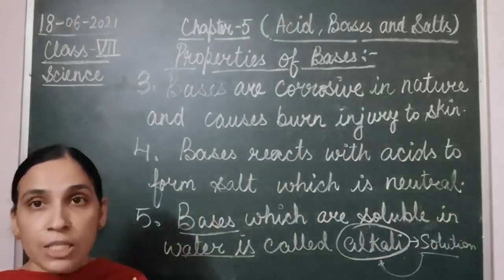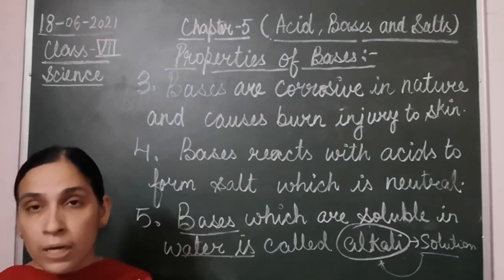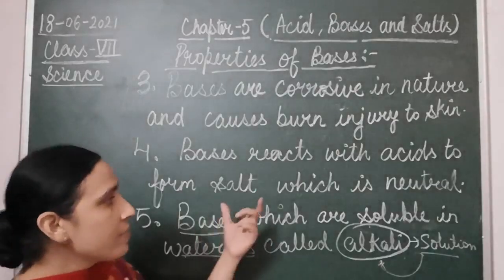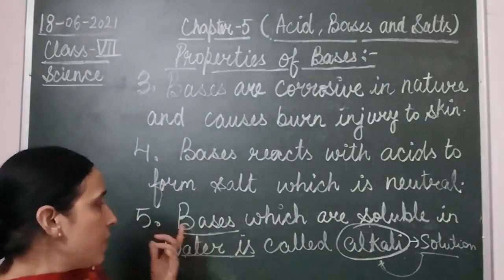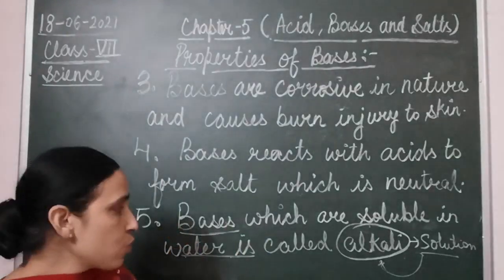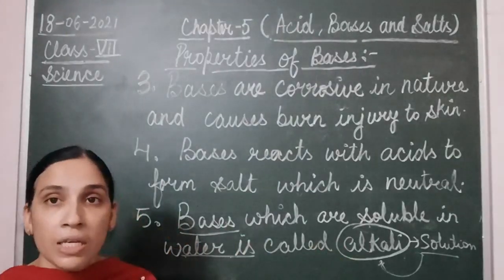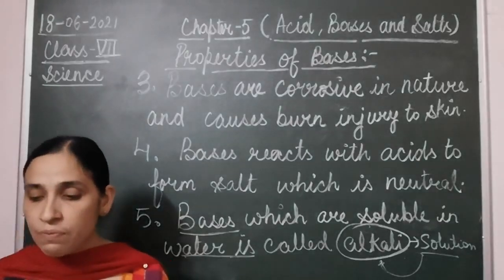Bases react with acid to give salt, which is neutral. These salts do not react anymore, and that salt is an example of a neutral substance. Now number 5: bases which are soluble in water are called alkali. Not every base is soluble in water; that we will discuss further.